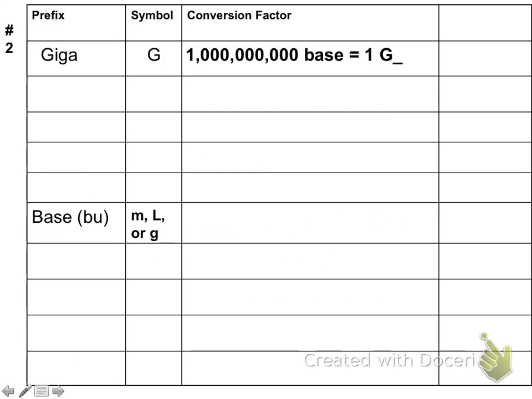So the biggest metric prefix I want you to know in this class is the giga. The giga is symbolized by a capital G. So if you have 1 giga something, that means you have 1 billion of whatever it is you're talking about. So for example, if you wanted to talk about a gigagram, then that would be capital G, lowercase g. So 1 gigagram would be 1 billion grams.